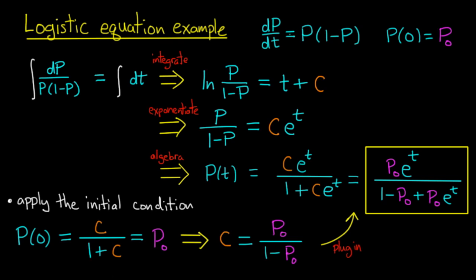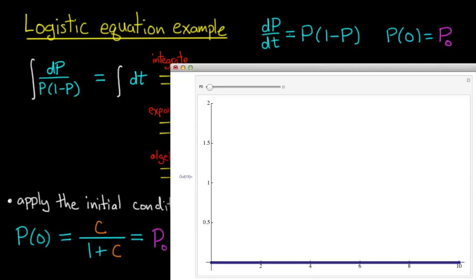As a little bonus before we finish, let's look at some graphs of these solutions for various values of p0. Rather than graph a bunch of different values of p0, I made an animation with a slider where we can control the value of p0. I'll change the value from p0 equals 0 all the way up to p0 equals 2.